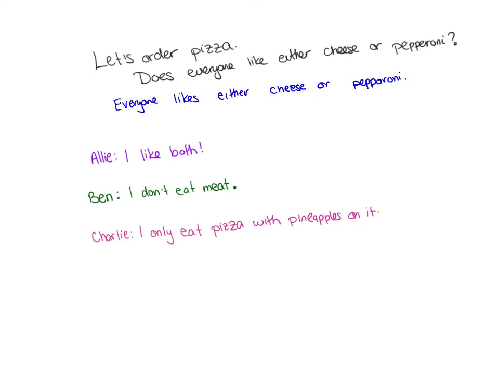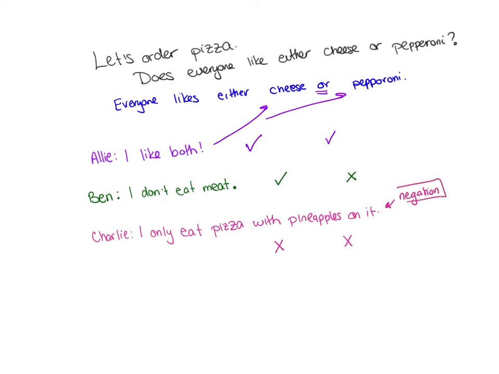So we get feedback from three friends here. Allie says, I like both. Okay, well, if she likes both, then remember the or is always that inclusive or. So that works. She's going to be happy if we get both cheese and pepperoni pizza. Ben says, I don't eat meat. So he's not going to want that pepperoni pizza, but presumably he will eat that cheese pizza. So that's good. The statement is still true. But then Charlie says, I only eat pizza with pineapples on it. So for him, he's not going to like the cheese or the pepperoni because neither of those have pineapples. So this is an example of someone who's going to be in that negation category. So here the negation is true.